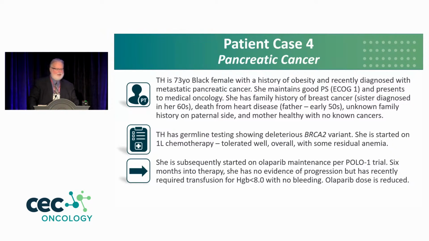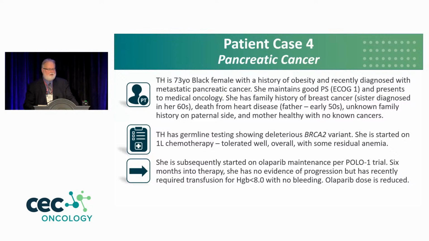So now we have a pancreatic cancer patient, a 73-year-old Black female, obese, diagnosed with metastatic pancreatic cancer. She's actually in good performance status, ECOG of 1, has a family history of breast cancer from a sister, death from heart disease of her father at an early age, unknown family history on the paternal side, and her mother is healthy with no known cancers. She does have germline testing showing a deleterious BRCA2 variant and is started on first-line chemotherapy, which she tolerates well overall with some residual anemia. Subsequently, she is started on olaparib per the POLO trial.